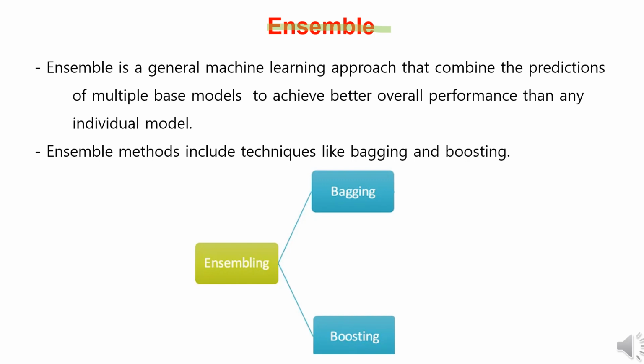But in our previous video, we discussed the random forest model, which takes predictions from multiple decision tree models and selects the most common one as the final prediction. This idea of combining predictions from multiple base models to improve accuracy is what ensemble learning is all about. Ensemble methods include techniques like bagging and boosting.